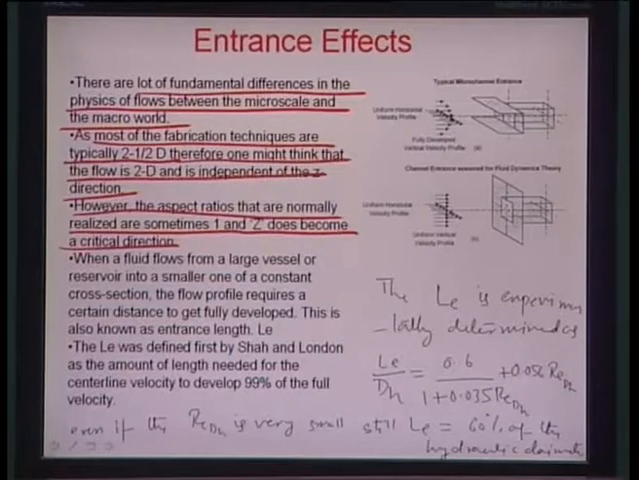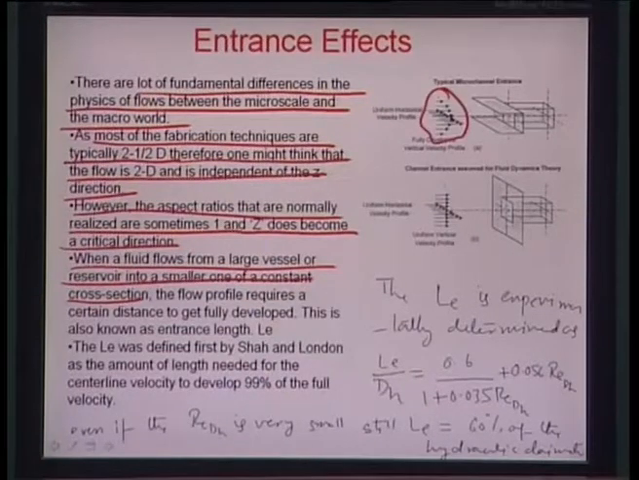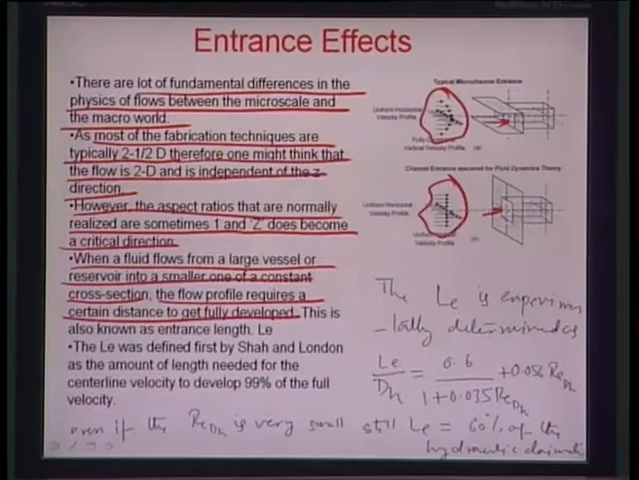And when a fluid flows from a large vessel or a reservoir into a small one of a constant cross section, which means that the velocity of approach of this particular flow is almost constant as it approaches this small channel, the flow profile requires a certain distance to get fully developed. This is also known as the entrance length.